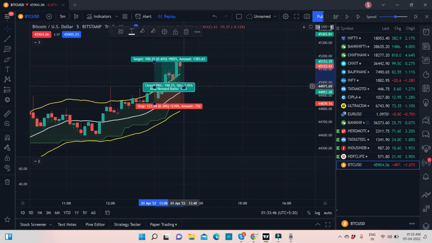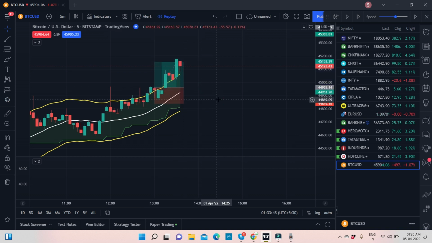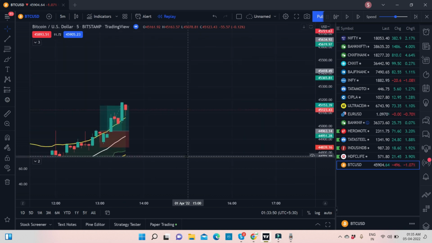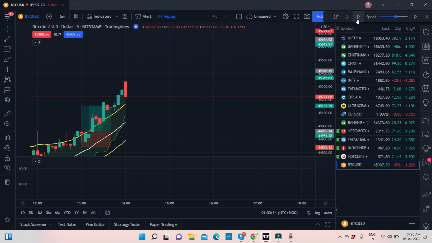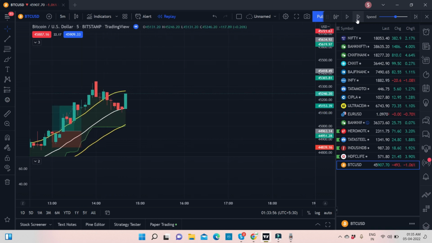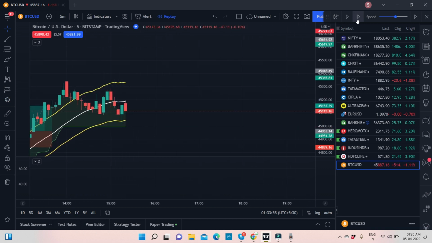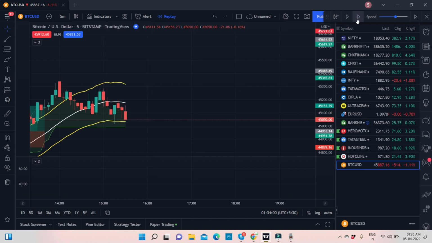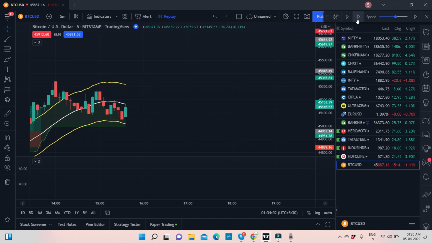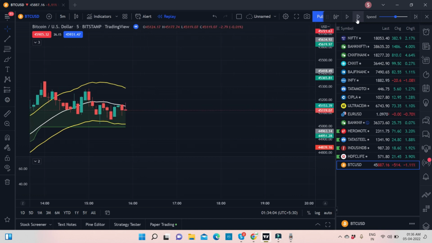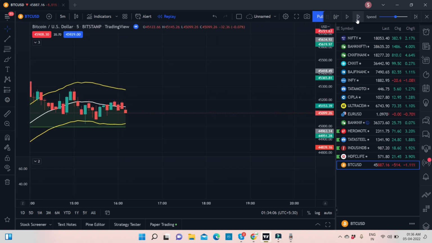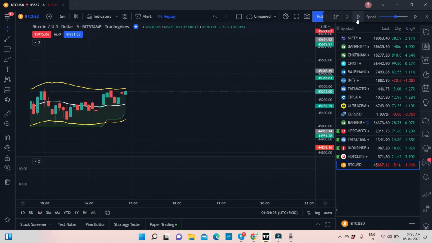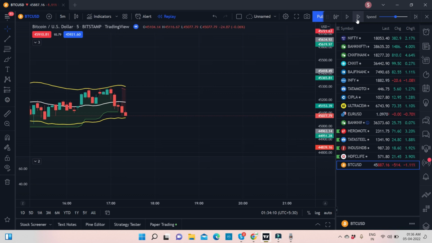So if you see, most of the times the target has been achieved. I don't see a situation where the target is not achieved. Okay, it's quite simple to trade. I think you guys have understood where you have to take an entry, where you have to take an exit, what is going to be your stop loss. Okay, so now let me show you some more examples.